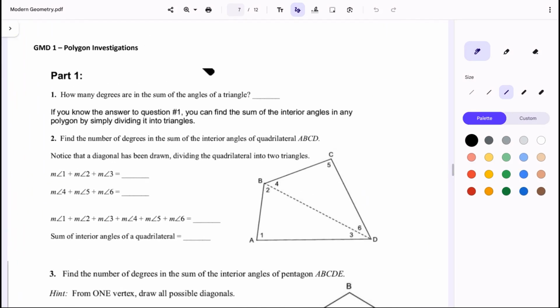All right, we are going to be on this page here. Like I said, we're going a little bit out of order. I switched things around last week and we moved circles forward. So we're going to go back now to these regular polygons. Make sure you're on the right page. It should say polygon investigation at the top, part 1.